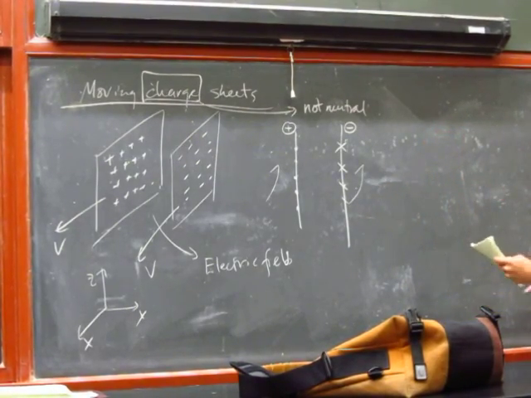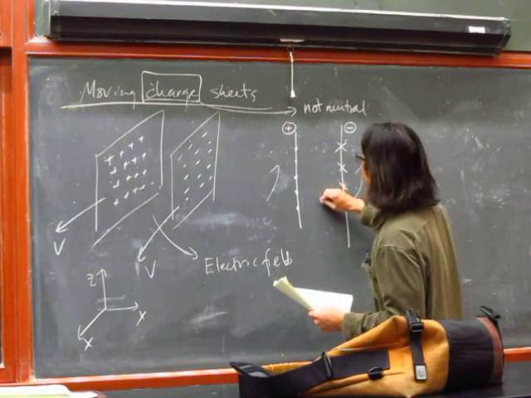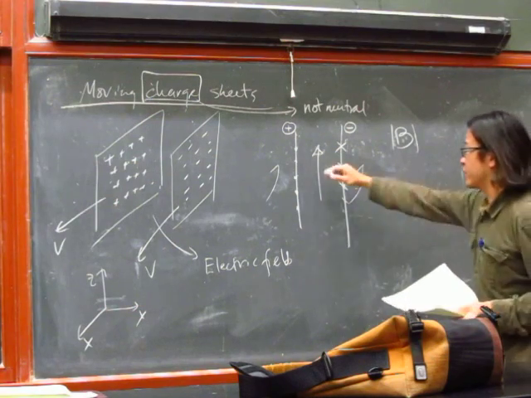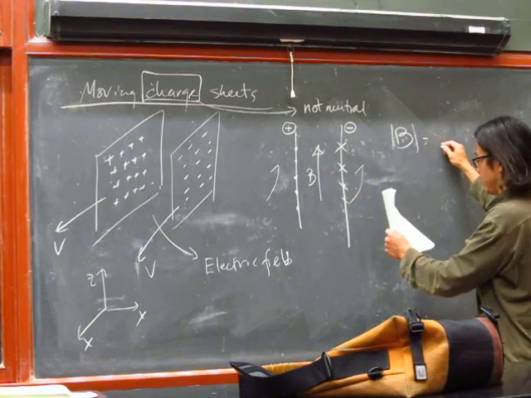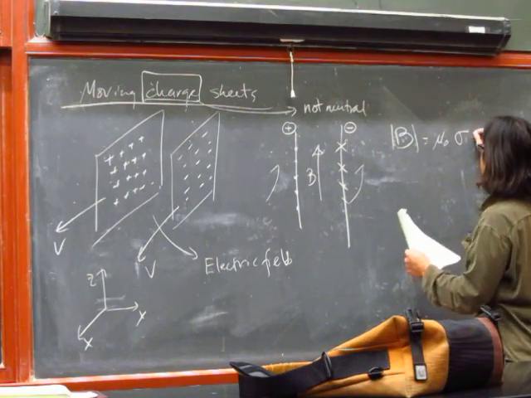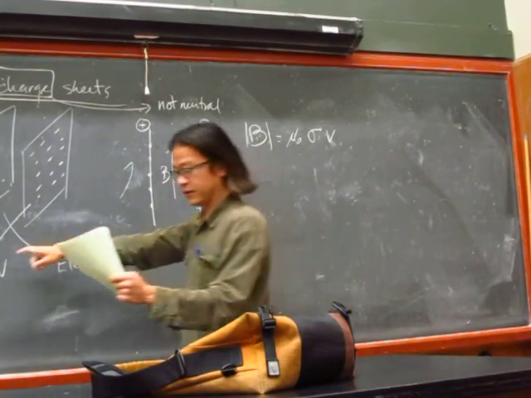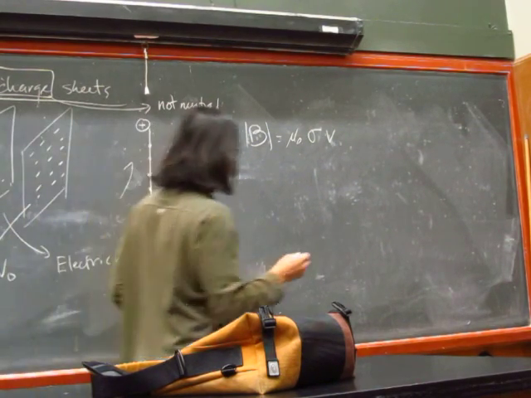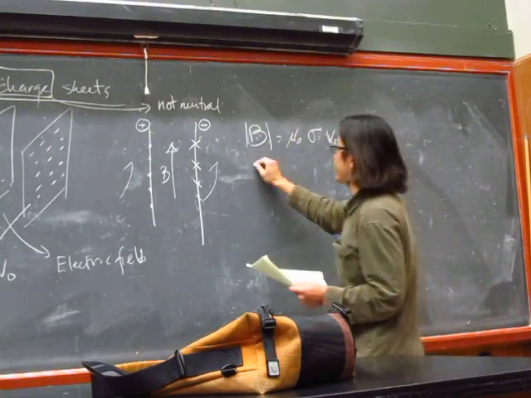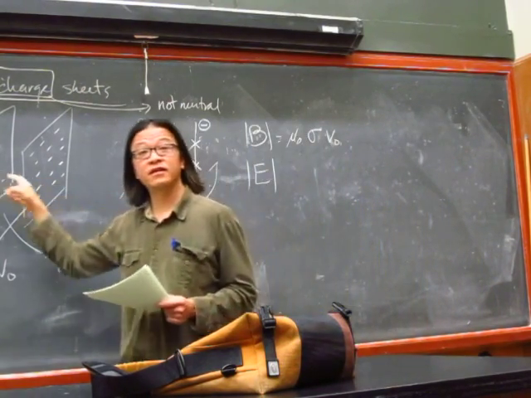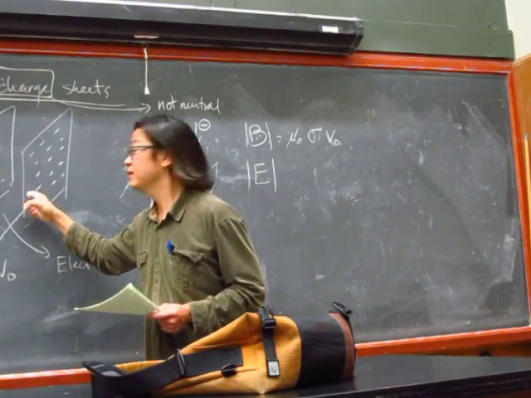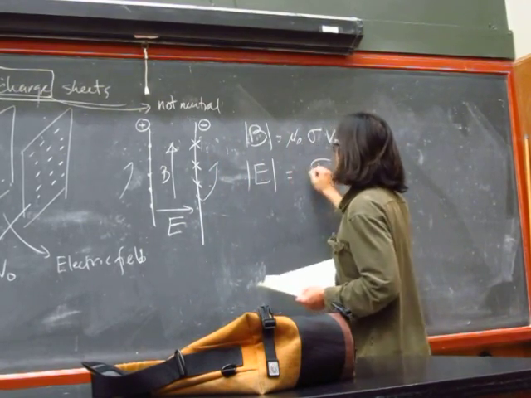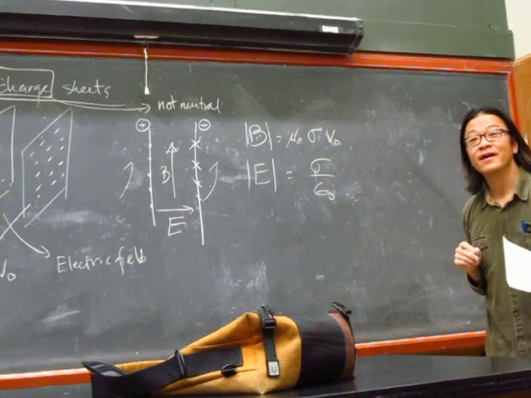Okay? So in this case here, as before, for the B field I just look at the magnitude and the direction, look at the vector here. B field is given by mu naught sigma times v, right? So the velocity is v, actually v naught. And the magnitude of the electric field, there's an electric field in this case, right? Because this is a positive plate, this is a negative plate. There's an electric field going that way, and the electric field is given by sigma over epsilon naught.